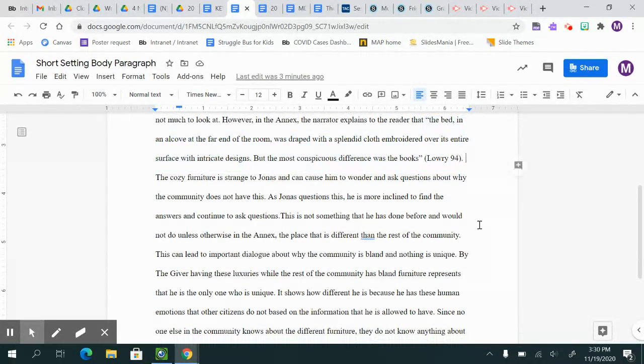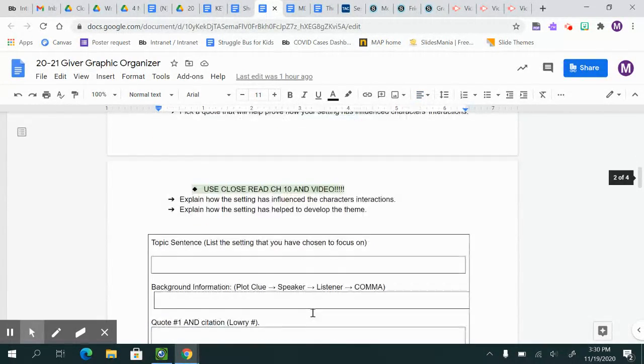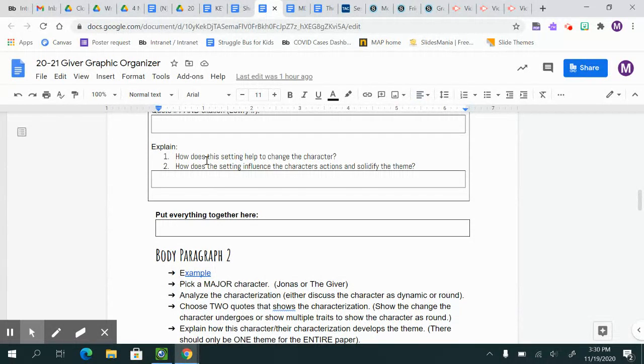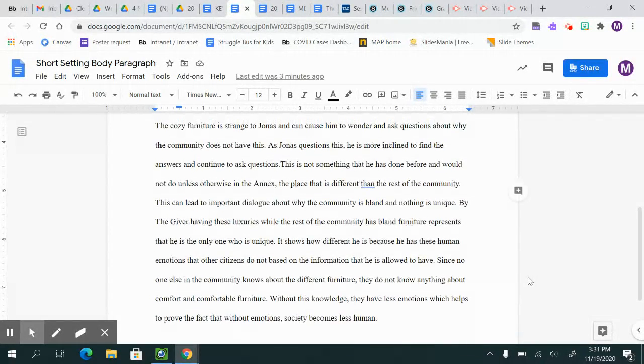Then the next part of what you're going to do, you are going to be focusing on these different questions. Remember, your questions that you want to answer: how does this setting help to change the character? And then how does the setting influence the character's actions and solidify the theme? You should have at least 6 sentences explaining, because how does the setting help to change the character? Why? How does the setting influence the character's actions? And how does it solidify the theme? You need to thoroughly explain to your reader how this is done.